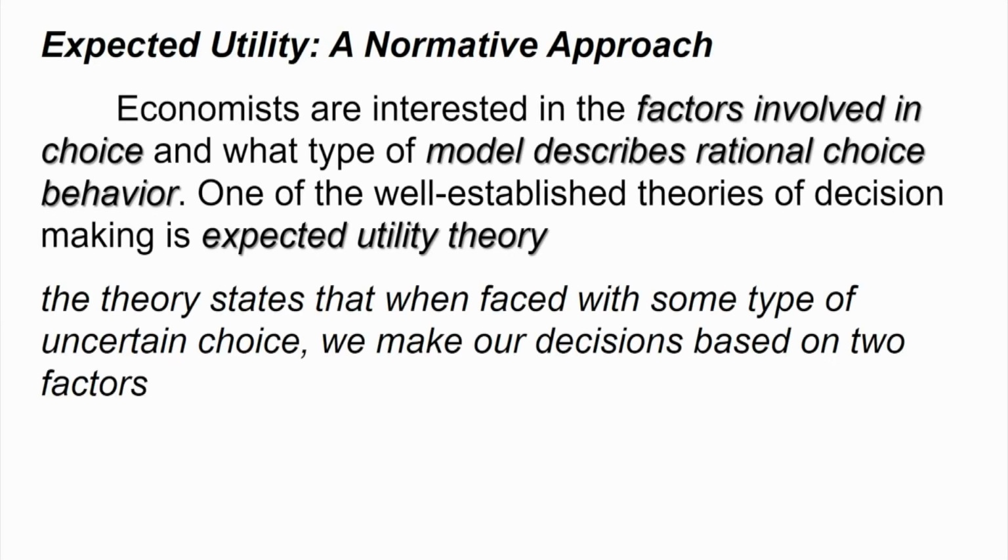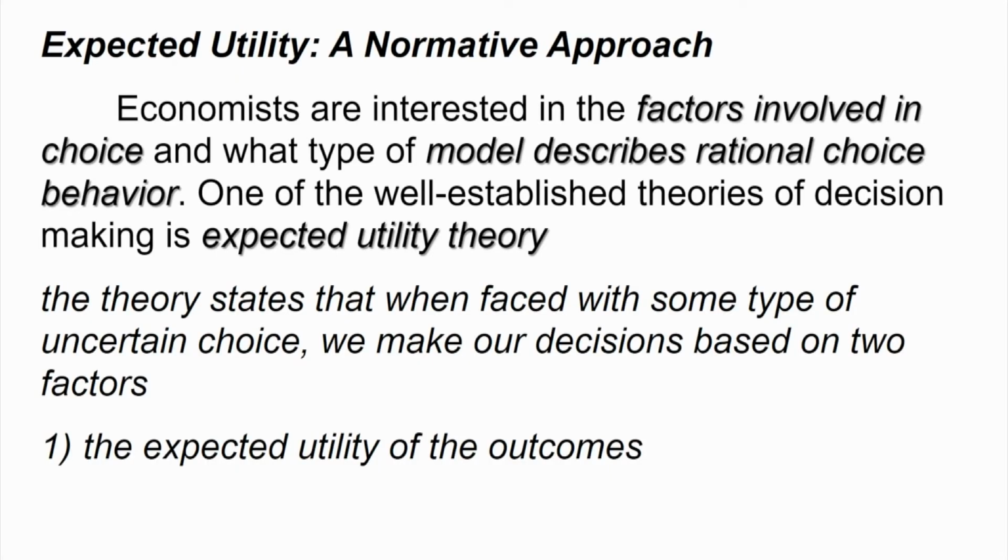Now, one of the well established theories of decision making is the expected utility theory, which comes from economics. And what is this theory? The theory states that when faced with some type of uncertain choice, because in decision making there is always uncertainty, as we do not have enough information available to us, we make decisions under uncertainty and risk. When people make decisions under uncertainty, when we do not know all the facts which are available to us, we tend to make decisions under two different factors.